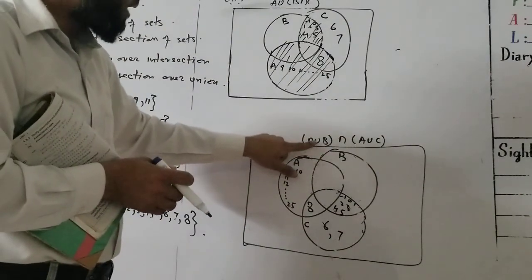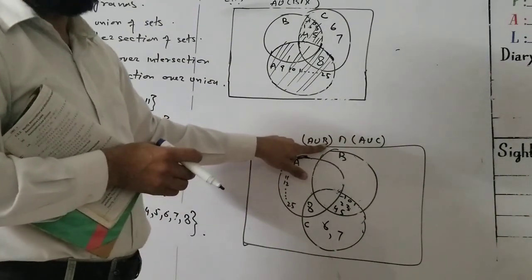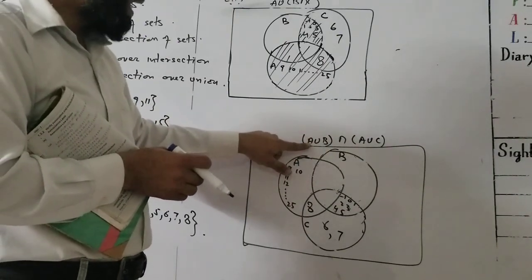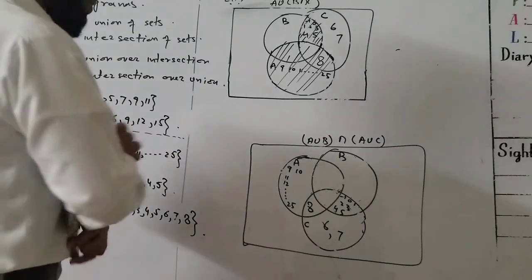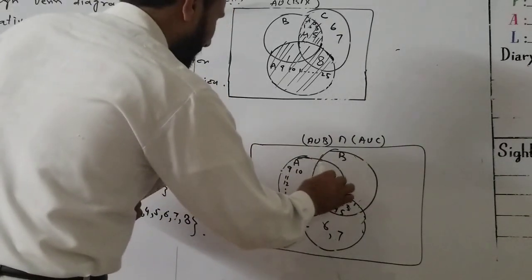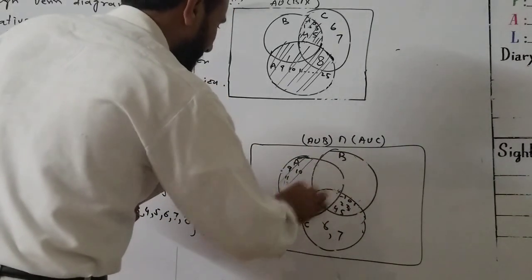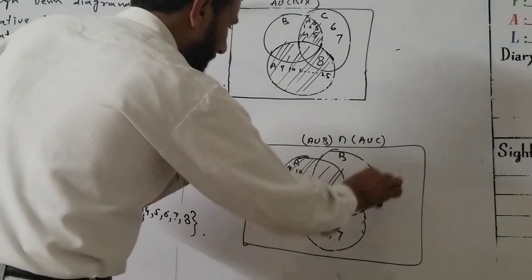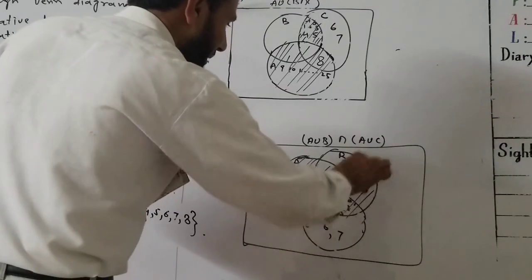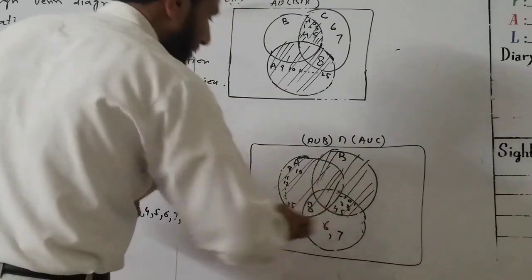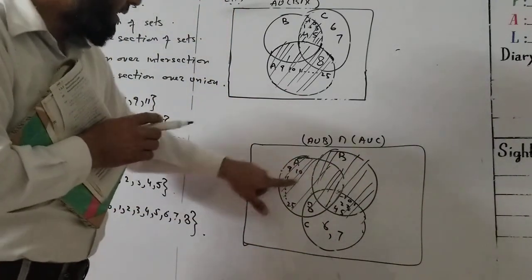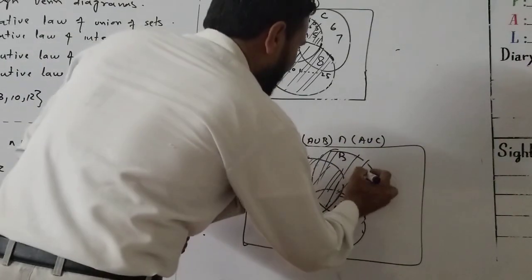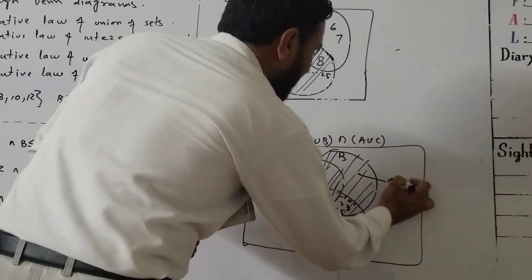First we have to find out A union B. A union B means we have to shade the region represented by A as well as B. So the region represented by A, this is represented by A, as well as the region represented by B. The region represented by A and the region represented by B, this represents A union B.